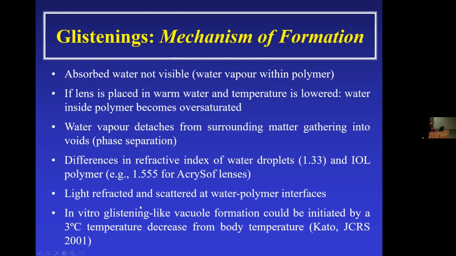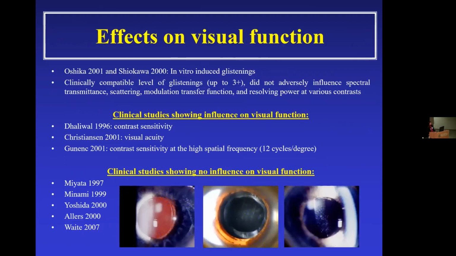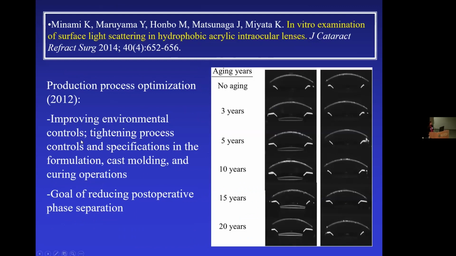Some studies show that this glistening-like vacuole formation can be initiated by a 3 degrees Celsius temperature decrease from body temperature. If you go to the literature, some studies say that this is clinically significant. Other studies say that it is not clinically significant. Very rarely in our laboratory do we receive lenses explanted because of glistenings. For the Acrysoft lens, there was a production process optimization to decrease the formation of phase separation. This improved and decreased glistenings and subsurface nanoglistenings formation. It did not solve the problem, but it definitely improved.